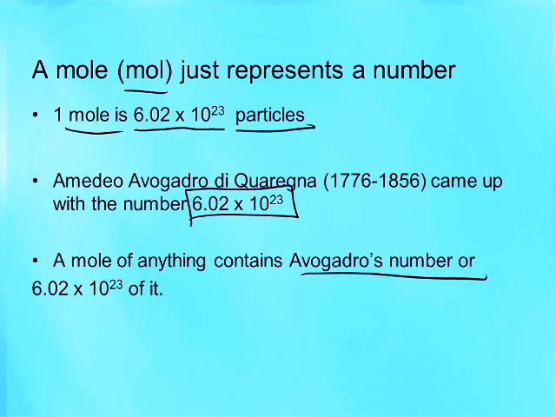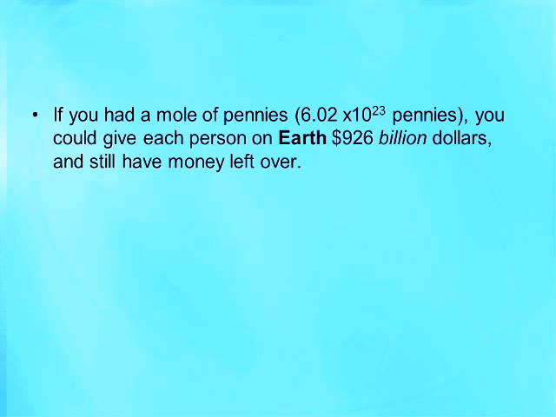So that's 6.02 times 10 to the 23rd. That is Avogadro's number. Now you don't have to know these facts. These are just interesting little tidbits to show you how huge a mole, or Avogadro's number, is.